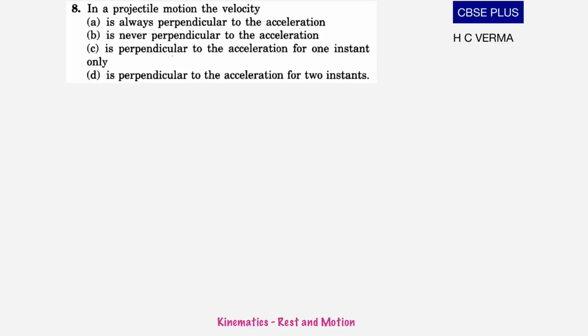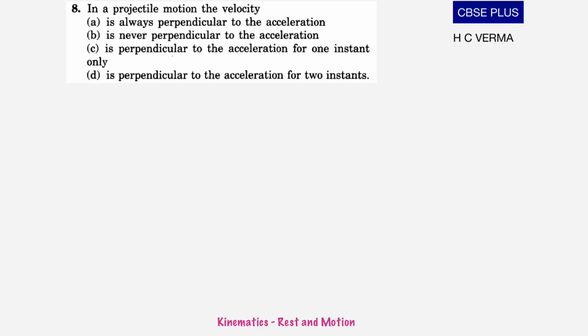Question number 8 of H.C. Verma, Concepts of Physics, Chapter 3, Objective 1. So we have the question: in a projectile motion, the velocity, and we have options. A says it is always perpendicular to the acceleration, B is never perpendicular to the acceleration, C is perpendicular to the acceleration for one instant only, and D is perpendicular to the acceleration for 2 instants.